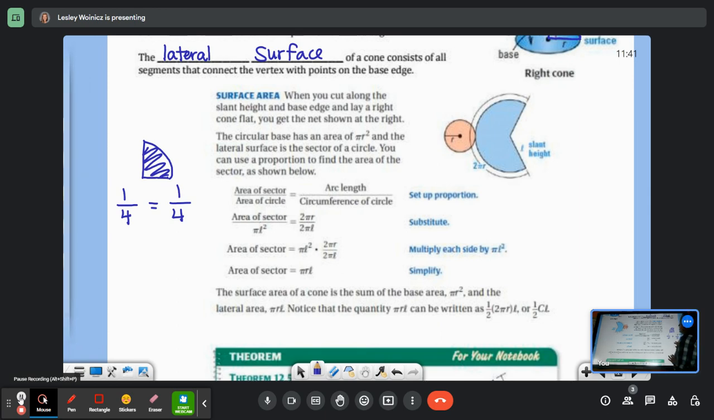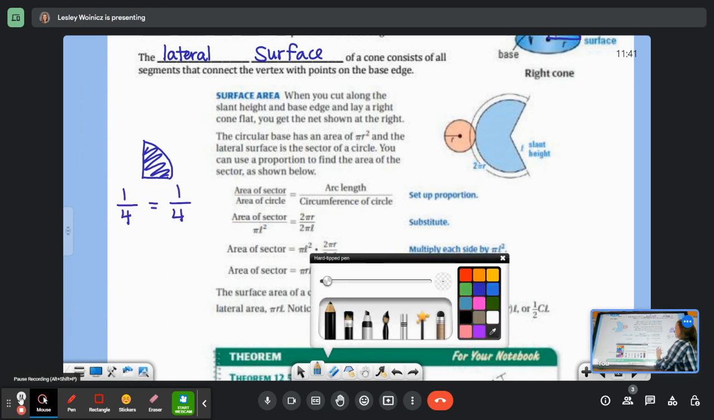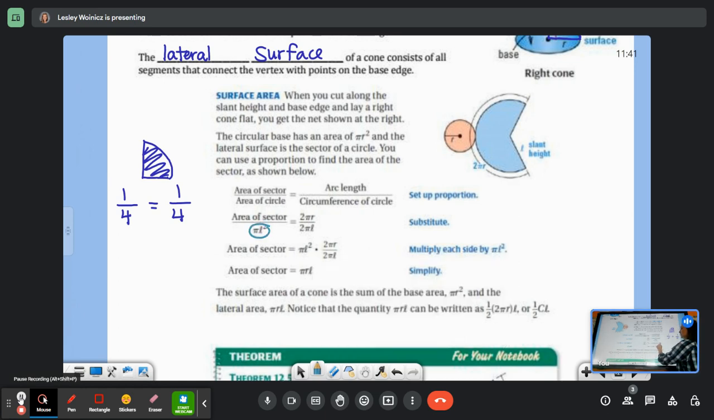So then we're just rearranging. When I look at these two, I see that we multiplied both sides by this denominator. Do you guys see how that denominator went away? So I multiplied this side by pi L squared and this side by pi L squared. And why am I using that crazy L? Because it's the slant height, which is the radius of this big circle. Everybody okay with that?